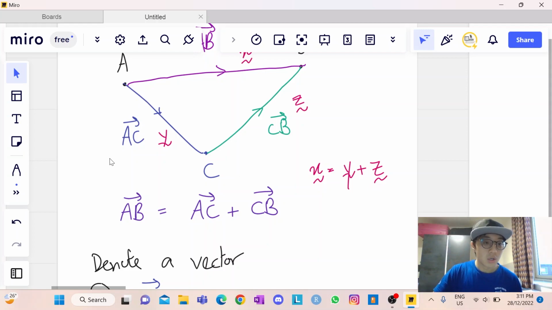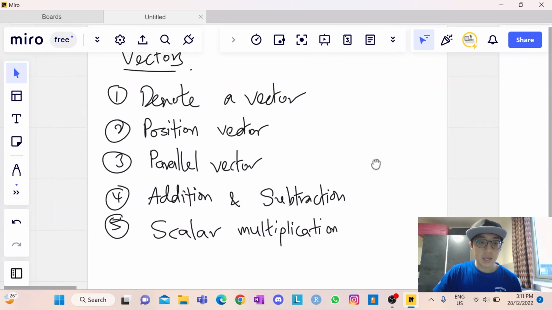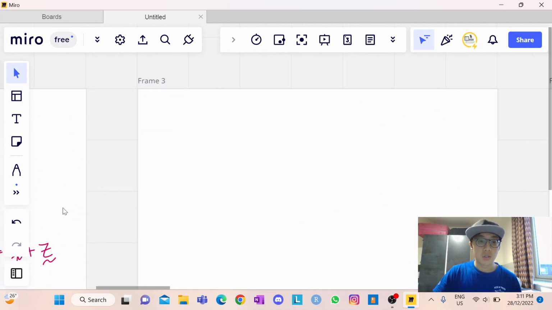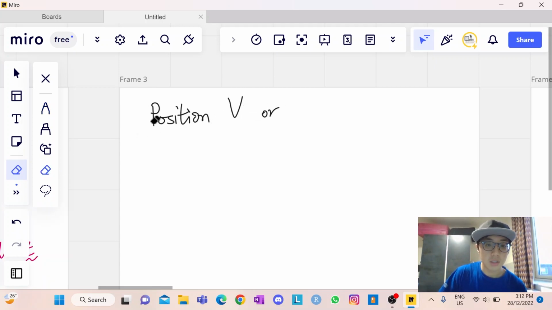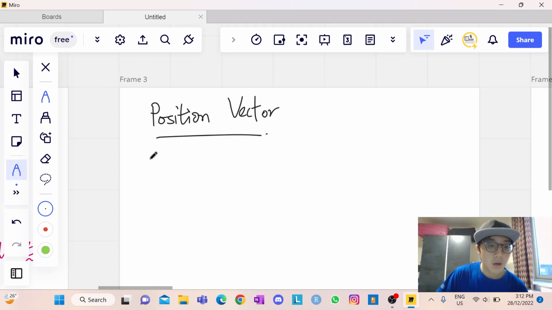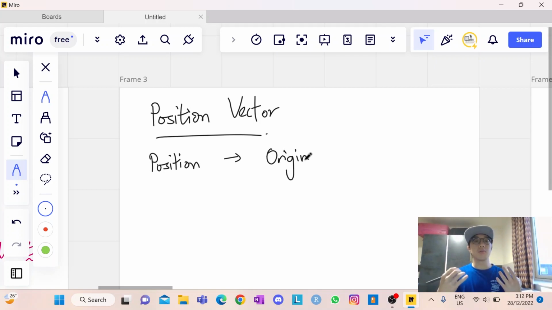And number two, we will be looking at position vector. So what is a position vector? Let me rewrite this. Position vector, just as its name suggests, position means it's from the origin. So it's the vector from the origin.